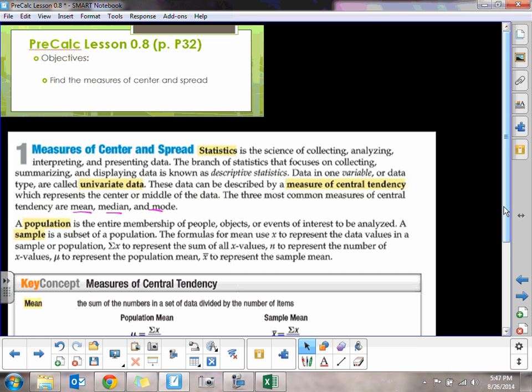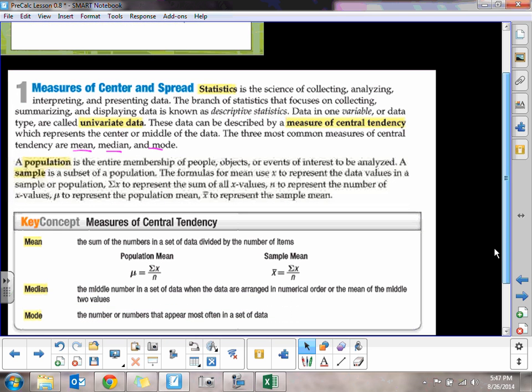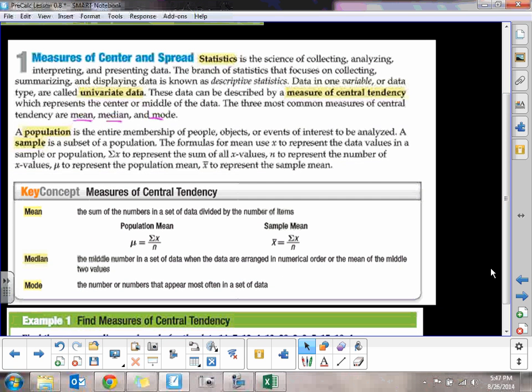There's a little bit of description in here about the difference between a population and a sample. Whenever you hear the word population, that means you are able to get the entire membership of people, objects, or events interested to be analyzed. So you're able to analyze every single person or object that you're interested in. But if it's impossible to get the entire set, sometimes you use a sample set, which is a subset of the population. So if we do a sample, we randomly sample from the population. If we want the population, that means we are able to get the entire group of people or objects and do the analysis on them.